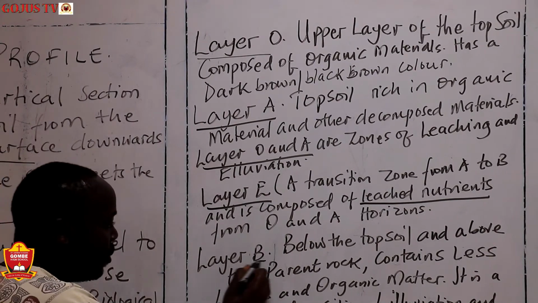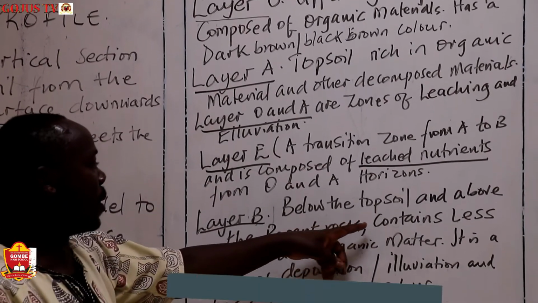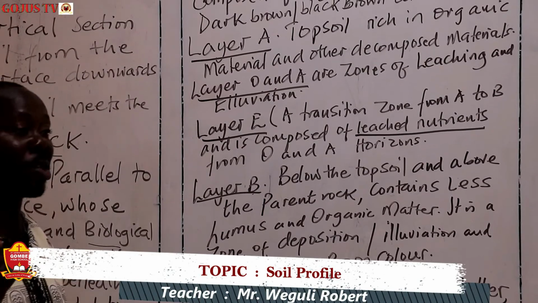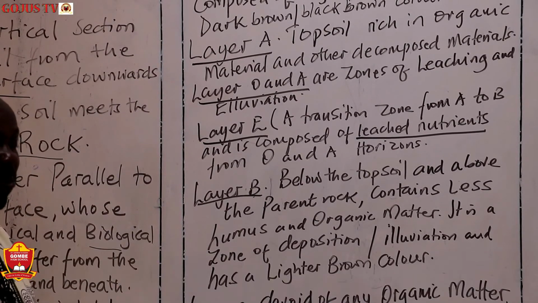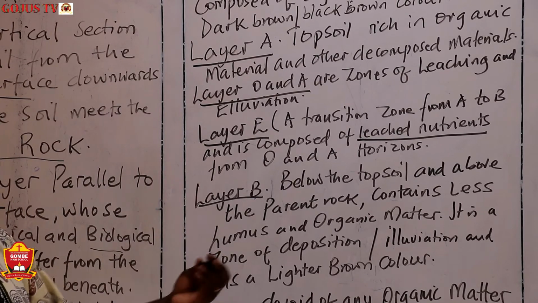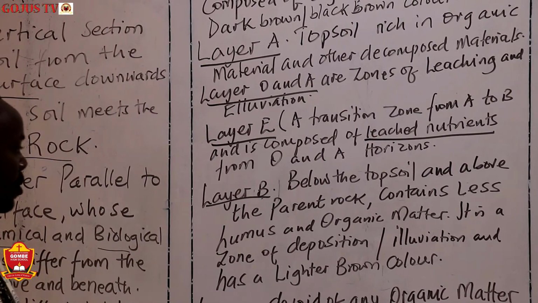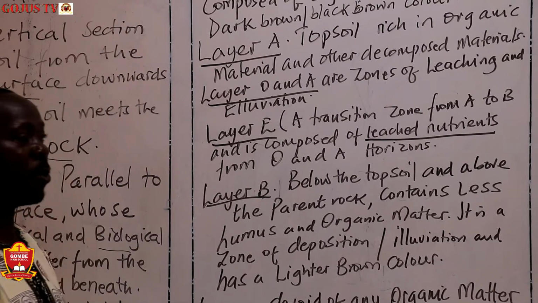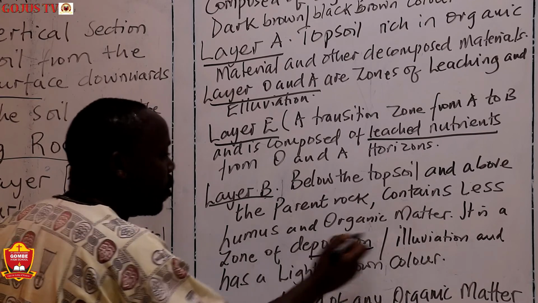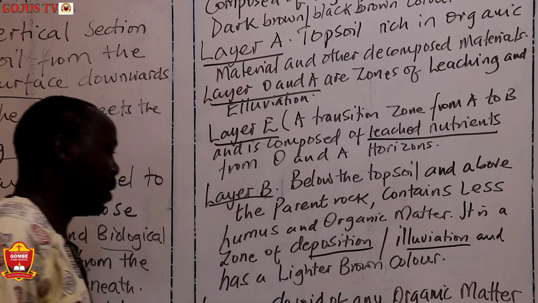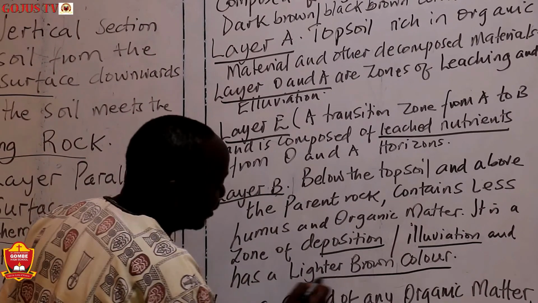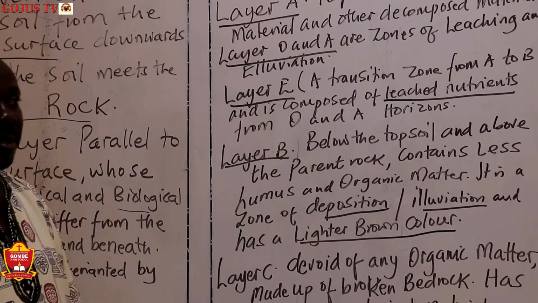Then we have layer B, which is below the topsoil and above the parent rock. It contains less humus and organic what? Matter. Why? Because there is very little presence of dead plants and dead what? Animals or dead organisms. So you don't find humus there. It is a zone of deposition or illuviation, and it has a lighter brown what? Color.